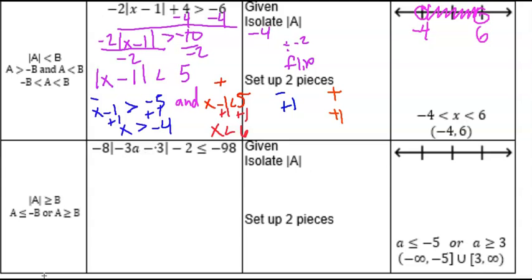So we have our given inequality, -8 times the absolute value of -3a minus 3, minus 2, is less than or equal to -98. We want to isolate the absolute value first. So we'll add 2 to each side. And then divide by -8 for each side. We divide by a negative, so we're going to flip the relation sign.